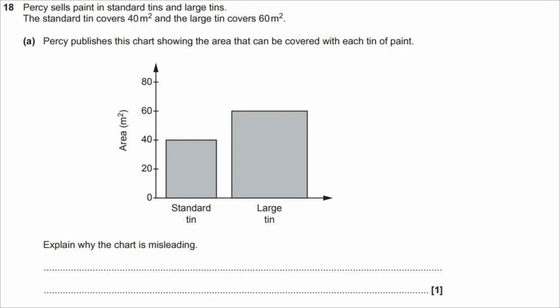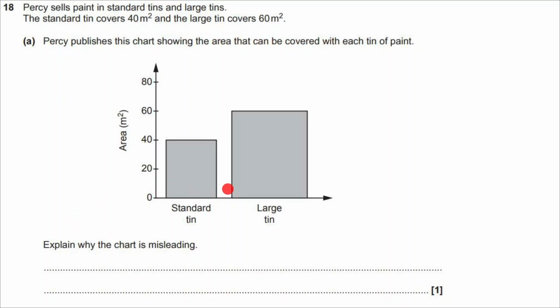Question 18. Percy sells paint in standard tins and large tins. The standard tin covers 40 meters squared, and the large tin covers 60 meters squared. Percy publishes this chart showing the area that can be covered with each tin of paint. Explain why the chart is misleading.